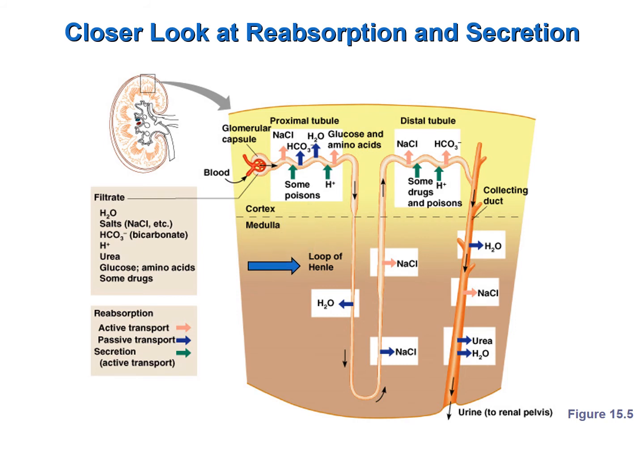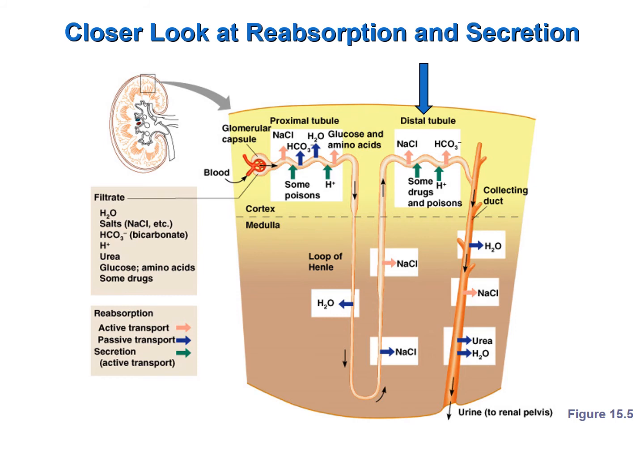The remaining filtrate then moves into the loop of Henle. In the loop of Henle, we don't have any secretion, but we do have reabsorption of water and also of some ions, such as sodium and chloride, some magnesium, and a few others. Moving into the distal tubule, we again have reabsorption of ions such as sodium and chloride. We don't have as much reabsorption as occurred in the proximal convoluted tubule, but there is some. And we also have some secretion of poisons, metabolized drugs, and excessive ions.